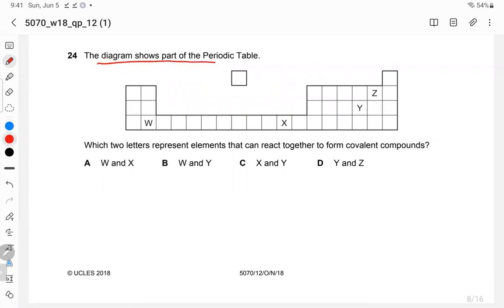Now question number 24. The diagram shows part of the periodic table. Which two letters represent the elements that can react together to form a covalent compound? So covalent compounds are formed by non-metals, so Y and Z, which makes D correct.